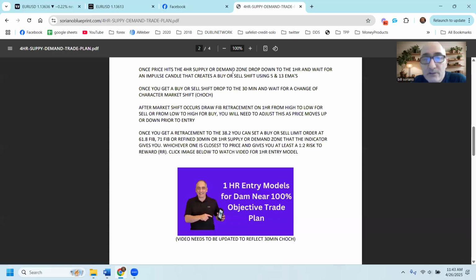Once price hits the 4 hour demand zone, drop down to the 1 hour, wait for an impulse candle that creates a buy or sell shift, and you get that using the 5 and the 13 EMA. Now, once you get that buy or sell shift, you drop down to the 30-minute and wait for a change of character market shift. And the indicator will tell you this as well. So those are your two confirmations.